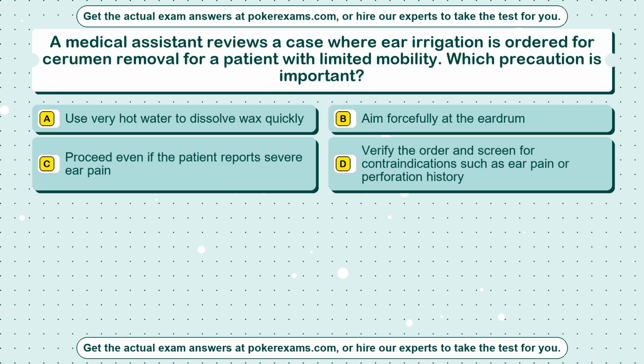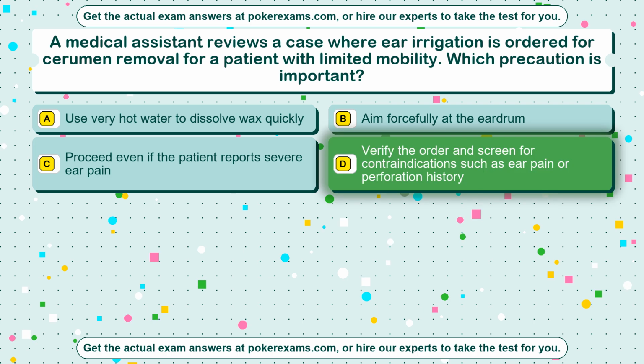Question 99. A medical assistant reviews a case where ear irrigation is ordered for cerumen removal for a patient with limited mobility. Which precaution is important? Option A, use very hot water to dissolve wax quickly. Option B, aim forcefully at the eardrum. Option C, proceed even if the patient reports severe ear pain. Option D, verify the order and screen for contraindications such as ear pain or perforation history.